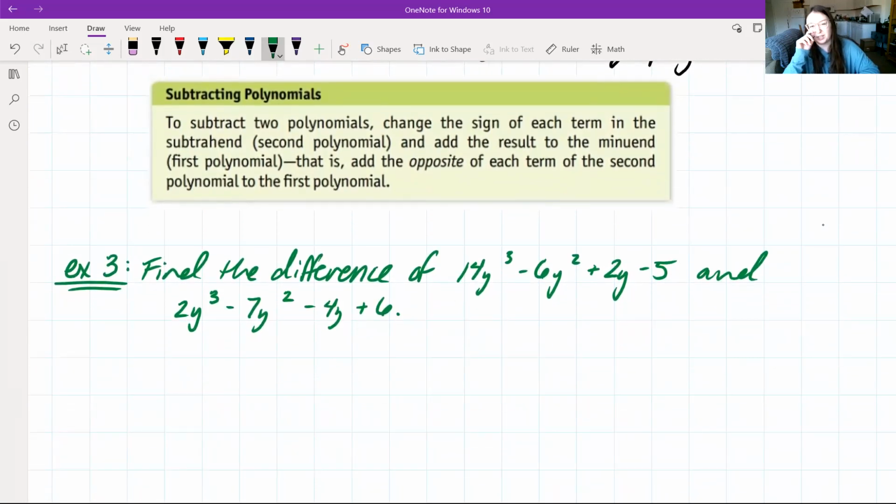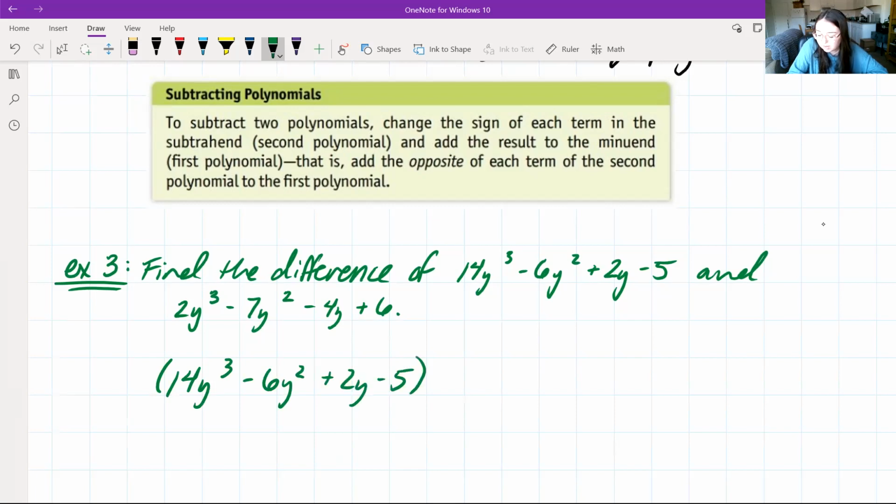So let's go ahead and do an example. So we want to find the difference of 14y cubed minus 6y squared plus 2y minus 5 and the 2y cubed minus 7y squared minus 4y plus 6. And we want to find the difference. So our problem is going to look like this. We have 14y cubed minus 6y squared plus 2y minus 5, and we're subtracting our second polynomial.